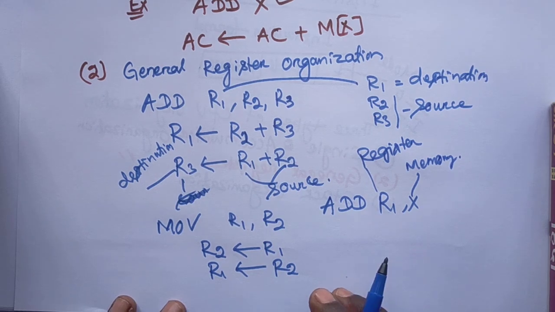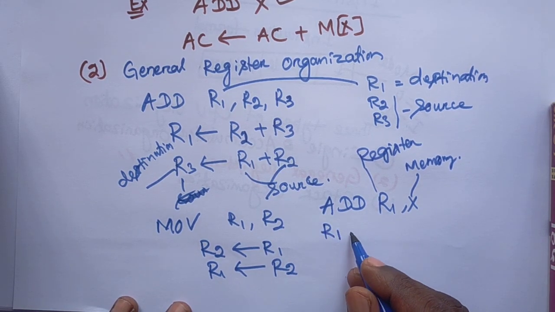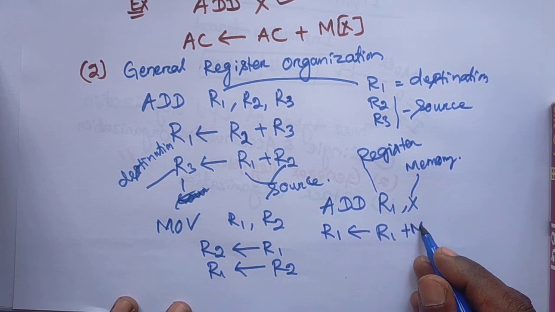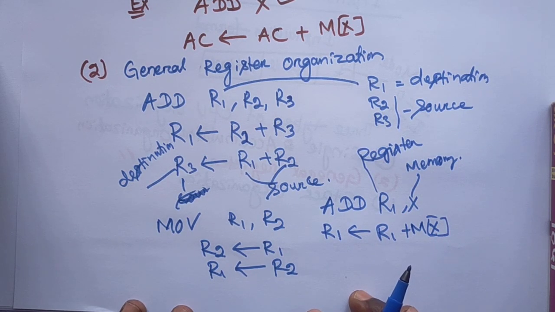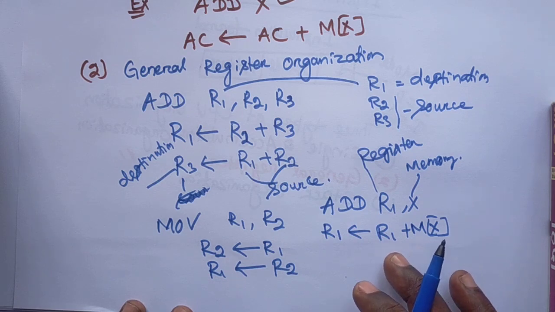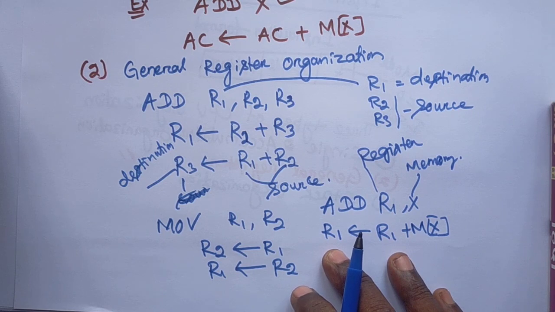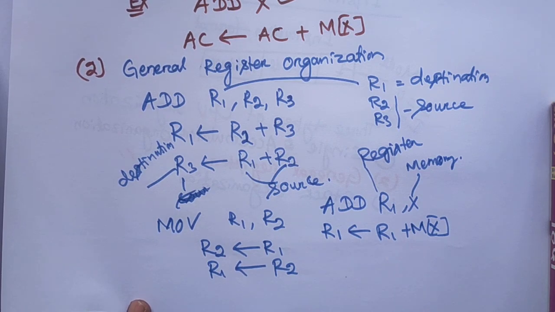Okay, in that case, how to define? A very simple way is R1 plus the memory of X. In this way we can write it. That means some content of a register and some content of a memory, and the sum of those two contents is stored in a register. We can define it in this way. This is the basic concept regarding general register use, register organization.